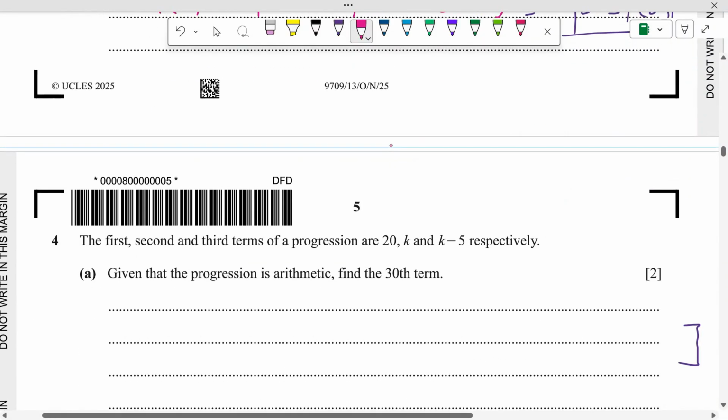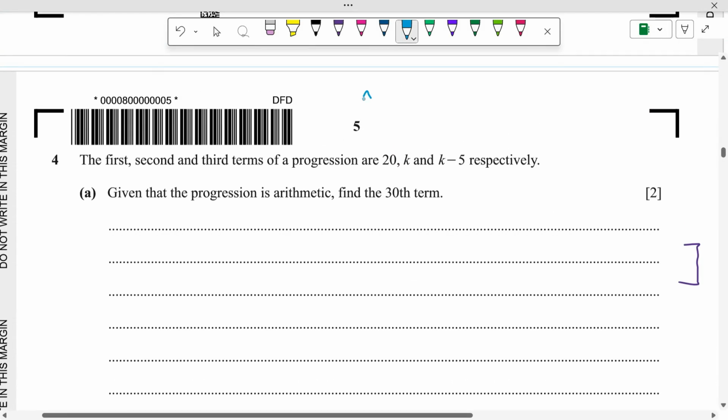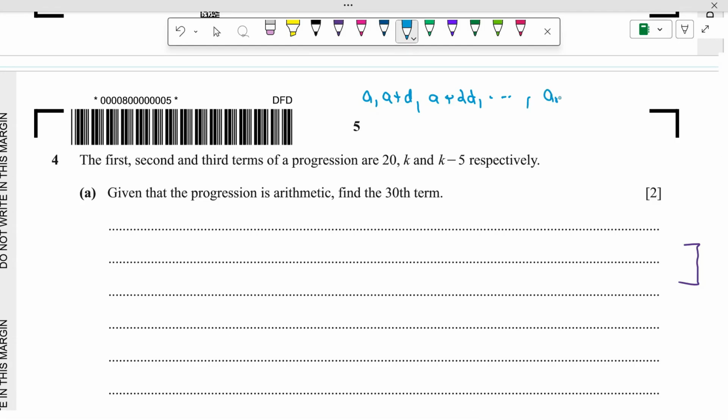Okay, let's move to question number 4. The first, second, and third terms of the progression are 20, k, and k minus 5 respectively. Given that the progression is arithmetic, find the 30th term. We know that an arithmetic progression is a, then a plus d, then a plus 2d, and it moves on up to an. And the nth term is equal to a plus (n minus 1) times d.